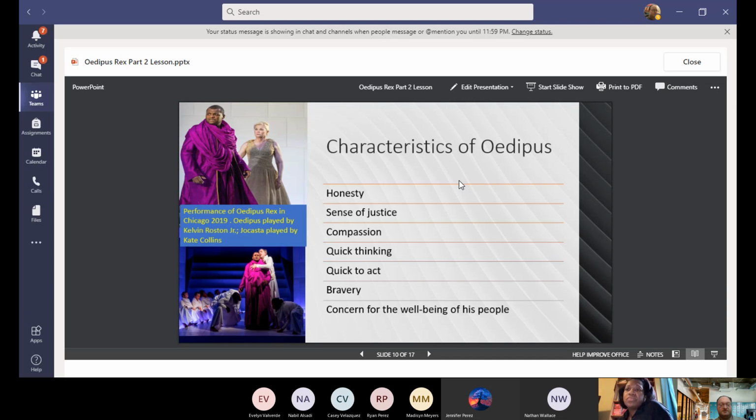Honesty, sense of justice, compassion, quick thinking, quick to act, bravery, concern for well-being of his people. So a lot of these are really good qualities to have. Obviously, to have a sense of justice, to want to see things set right. Why else would he say, I'm going to go and find who the murderers are for King Laius? I want to find these people, bring them to justice.